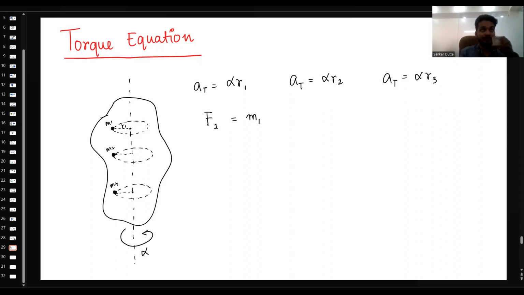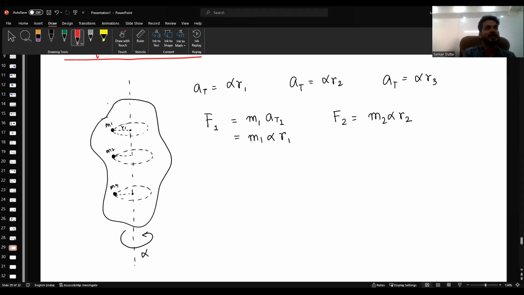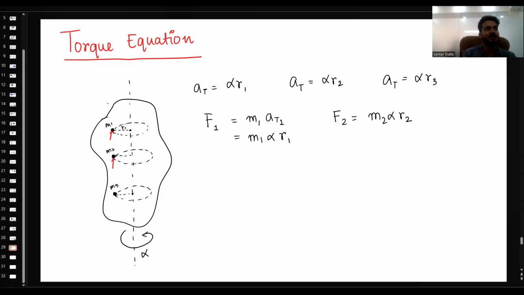The force on the first particle is going to be M1 into the tangential acceleration of the first particle. So this is going to be M1 into alpha into R1. Guys, tell me if this makes sense. What about the force on the second particle? M2 into alpha into R2. Now, if you want to visualize how these forces are acting, this force is acting like this. It's the force which is responsible for creating this circular motion. So this is F1, this is F2, this is F3. Please let me know if that makes sense.